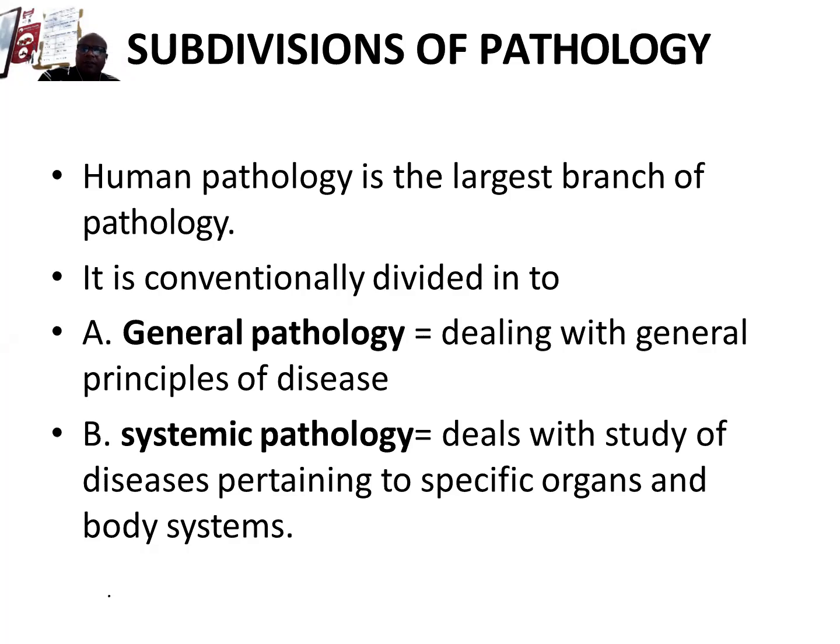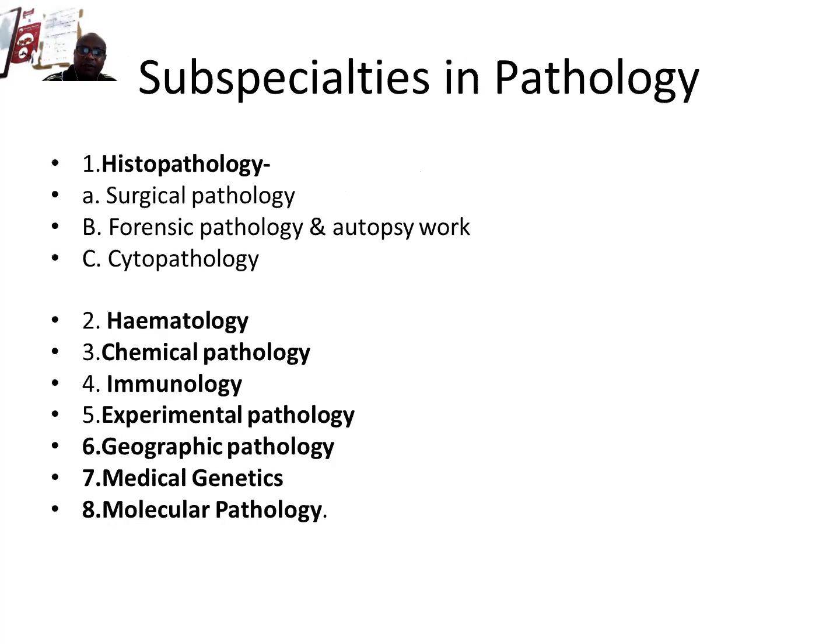So there are various subdivisions of pathology. We have human pathology being the largest, and this human pathology is divided into general pathology and systemic pathology. General pathology deals with the general principles of disease, whereas systemic pathology deals with the systems of various organs and structures of the body, like respiratory, cardiovascular, skin, urinary system, gynecological and reproductive system, and gastrointestinal system. All those are examples of systems in our body.